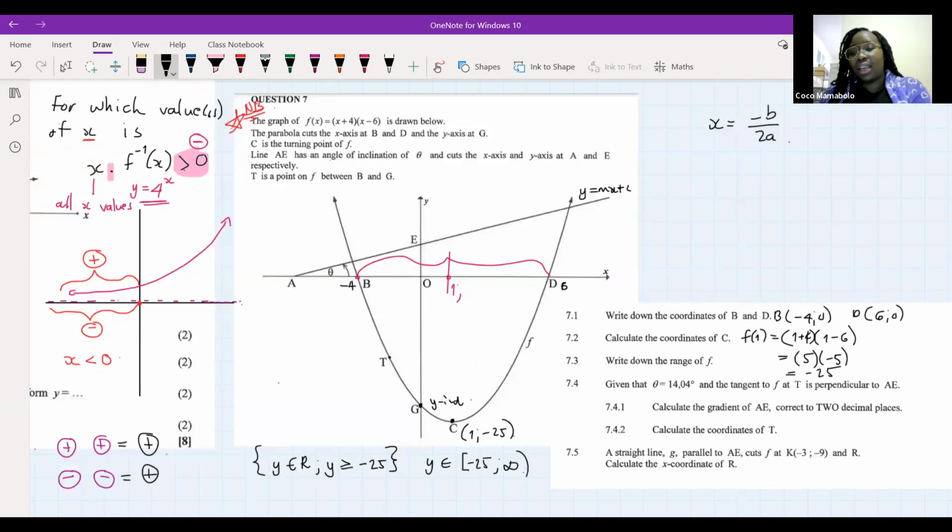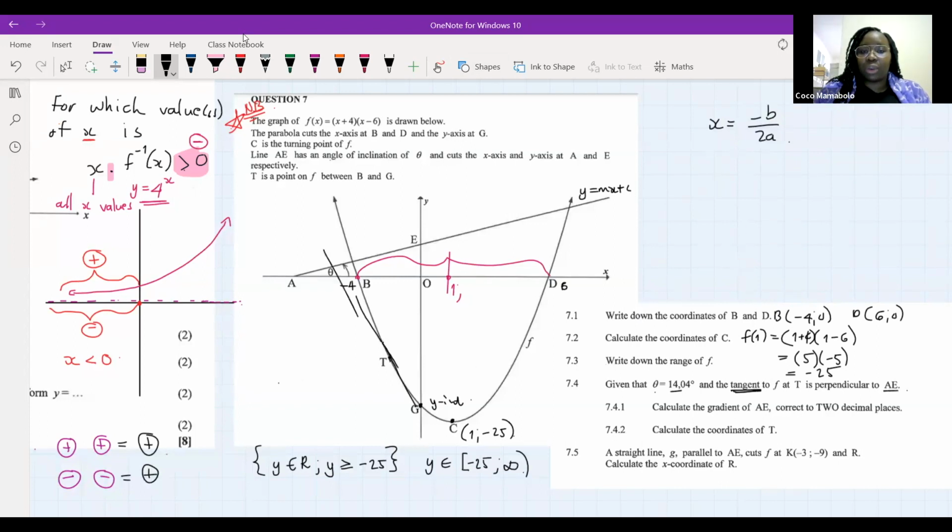Now it says here, we're given that theta is 14.04 degrees, and the tangent to f at T is perpendicular. Now, we already know this word tangent tells us that the line that we draw, the tangent at T, is going to cross just once. It's going to touch it once. Right, the tangent at T is perpendicular to AE.